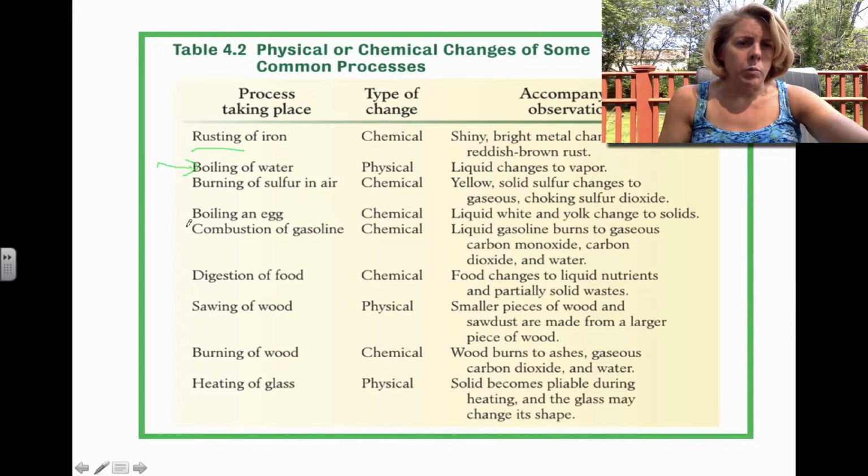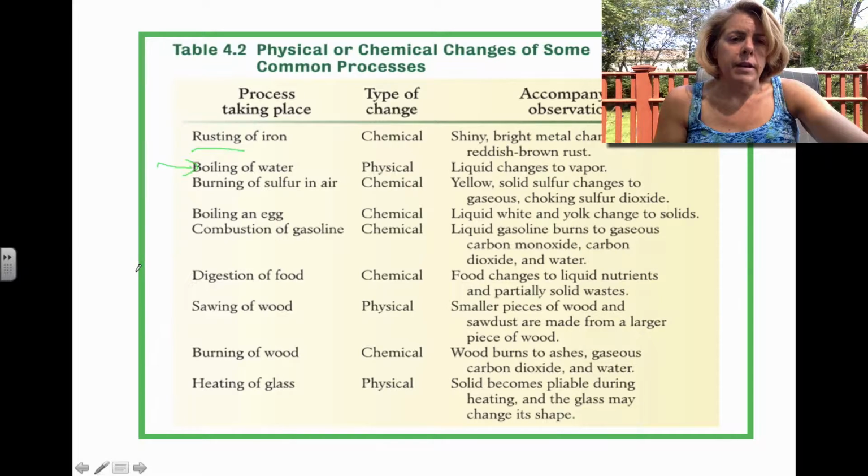Anytime you drive somewhere, you're combusting gasoline, so that's a chemical change. Eating. So when you eat your lunch or breakfast, you're essentially digesting that food, and that food is being transferred into energy, so it has a release of heat and energy. That's why you tend to be warmer after you eat. That is a chemical change.